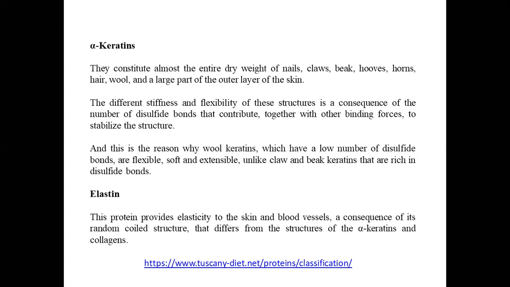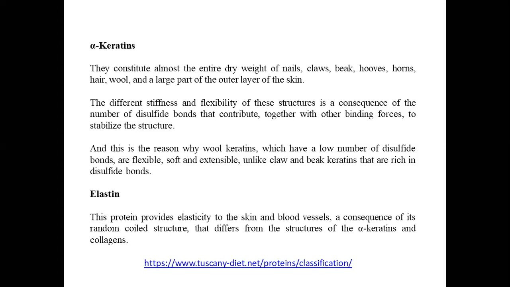Okay, I mentioned somewhere: the different stiffness and flexibilities of these structures are the consequence of a number of disulfide bonds that contribute together with other binding forces to stabilize the structure. And this is the reason why wool keratins, which have a low number of disulfide bonds, are flexible, soft and extensible, unlike claw and beak. So we have the answer here also. I also mentioned the link for your study. You can have detailed notes in this link. That is not from me, from other people, but it's very good notes.